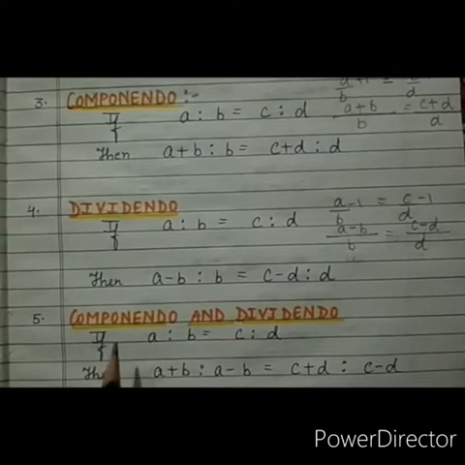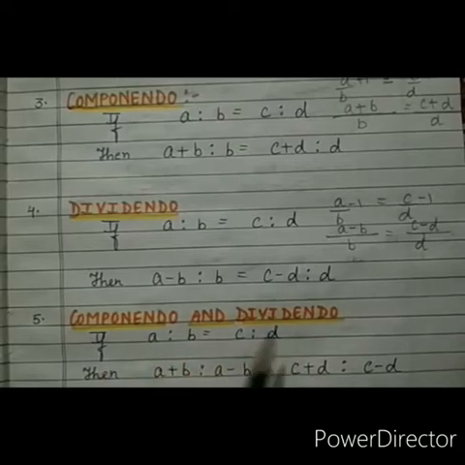Now when we combine componendo and dividendo, we get another property, the fifth property, known as componendo and dividendo. This is the most frequently used property in these exercises. According to componendo and dividendo, if A is to B is equal to C is to D, then A plus B is to A minus B is equal to C plus D is to C minus D.